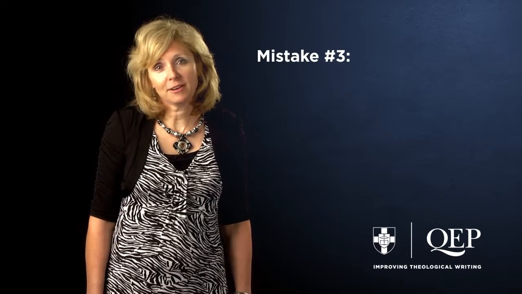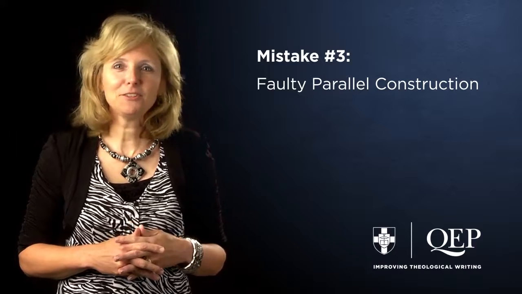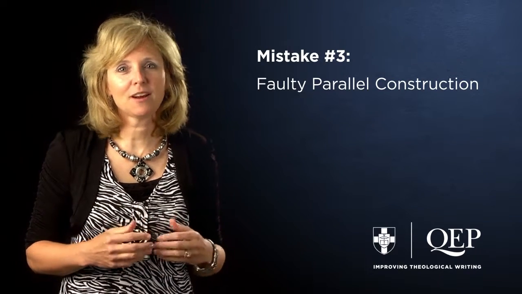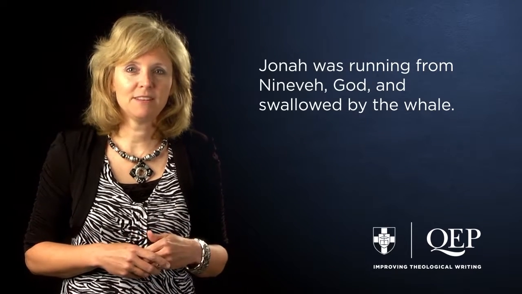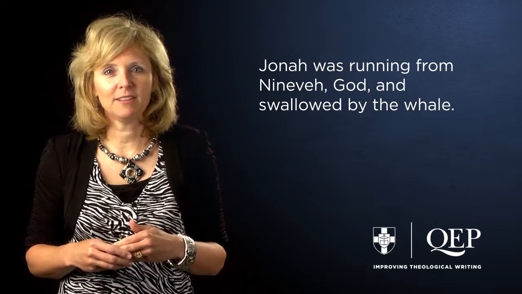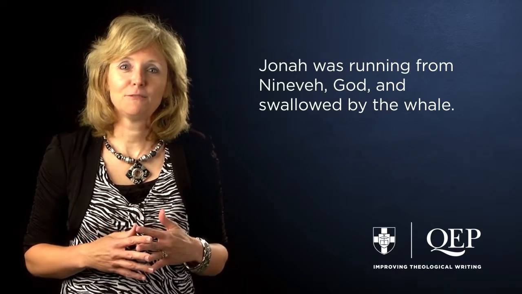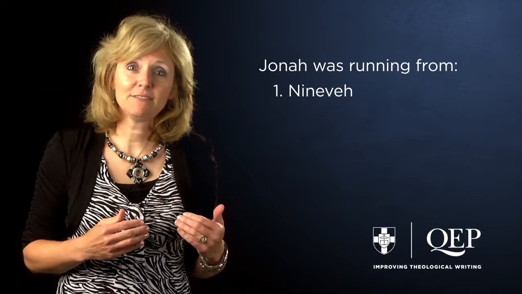A third common mistake is faulty parallel construction. Faulty parallel construction occurs when writers incorrectly combine 3 or more items together in a series. For example, "Jonah was running from Nineveh, God, and swallowed by the whale." In order to determine what's wrong with this sentence, let's break it down into the form of an outline. Jonah was running from Nineveh. That makes sense. Let's see if the next one works.